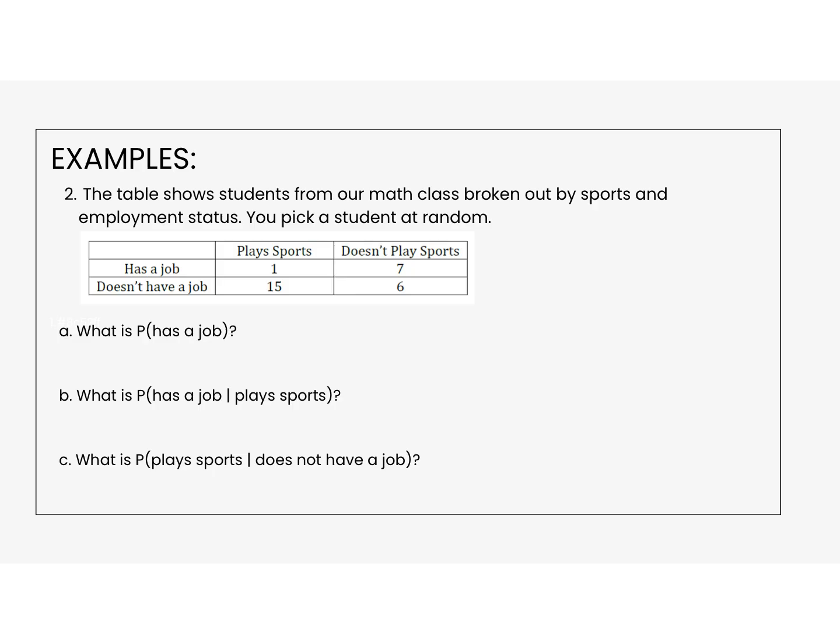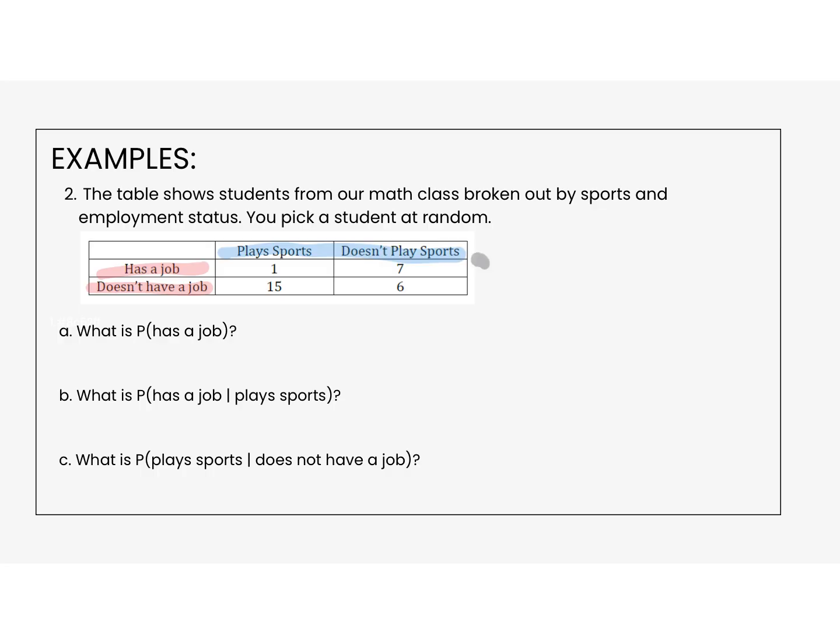Okay, let's look at another one. Here we have another table. This table shows students from our math class broken out by sports and employment status. You pick a student at random. So again, we see the two categories. We have play sports, doesn't play sports, and then we see has a job, doesn't have a job. Okay, we also see some numbers in there. When I'm doing this, I like to write totals over to the side because that's going to help me.